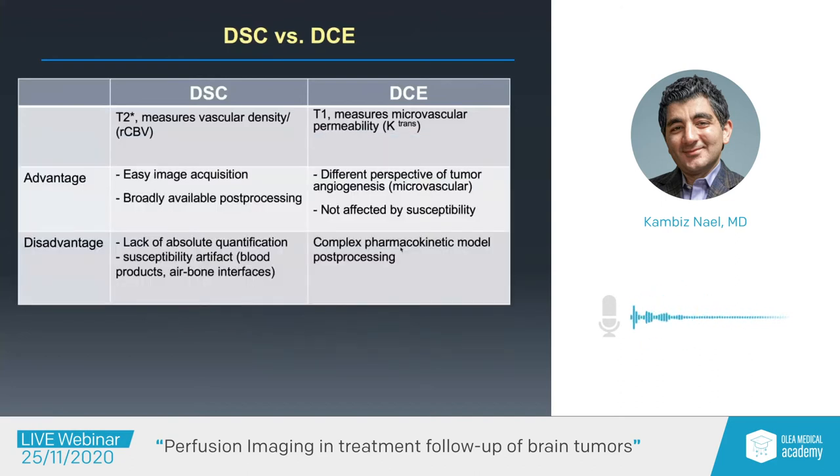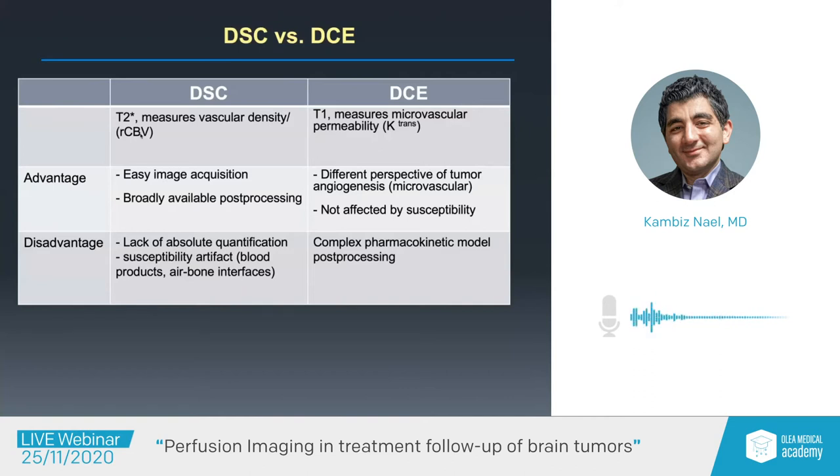This table is just to summarize the advantages and disadvantages of each technique, and basically, we use them as complement to each other in our imaging and interpretation. And during this talk, I'll review how exactly we do that. So DSC, again, just to reiterate, it's a T2 star rated technique. It measures vascular density. One parameter that we use specifically for brain tumor imaging is cerebral blood volume, CBV.